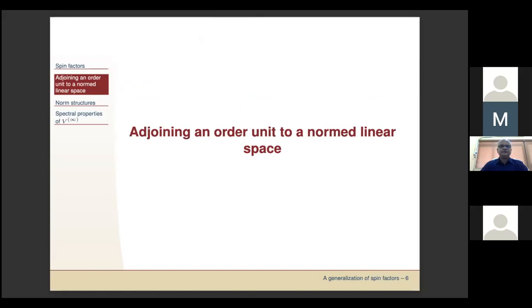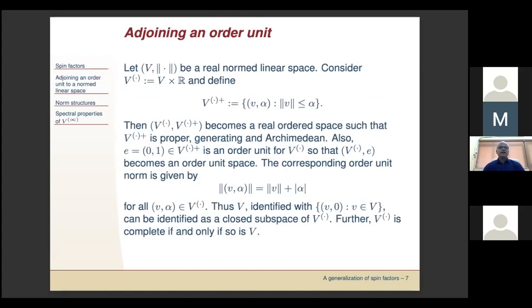Okay, so the first part, the beginning. Let's begin with the real normed linear space V. And we consider V dot. This dot is reserved for certain T's that I will insert later, and this is for the general one. So we consider V dot to be V cross R.